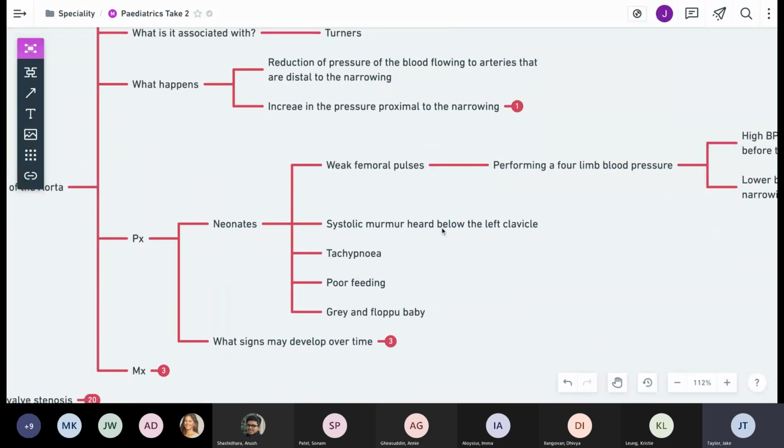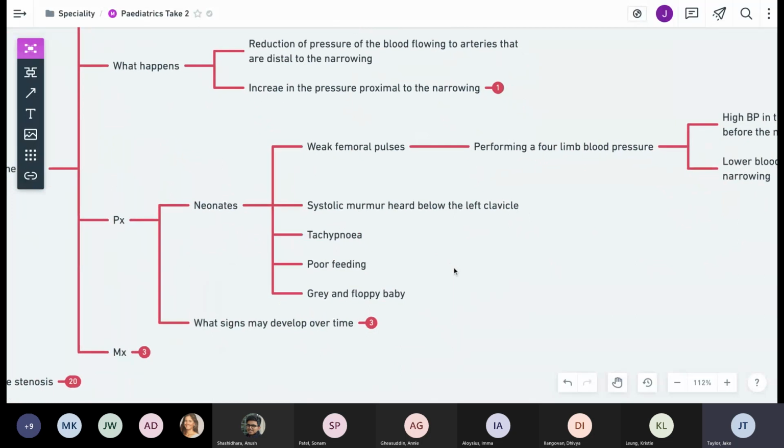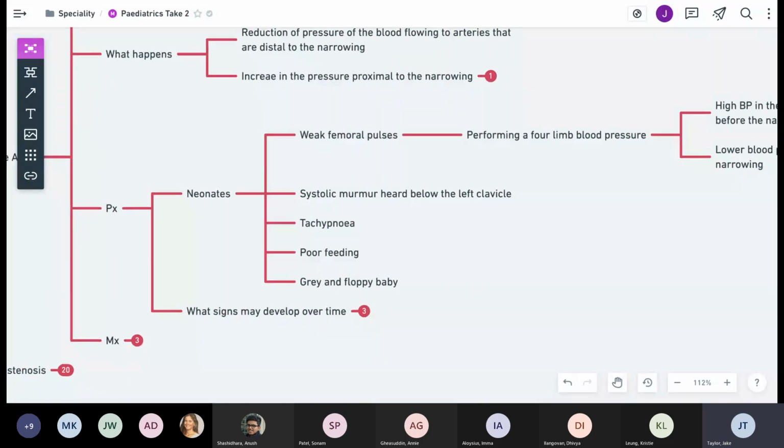So there's a systolic murmur heard below the left clavicle. And there's also tachypnea, because of the increased respiratory effort, poor feeding, and a grey and floppy baby. So these babies can get quite cyanotic. And they can present quite grey and floppy, and that's what you should be looking out for.